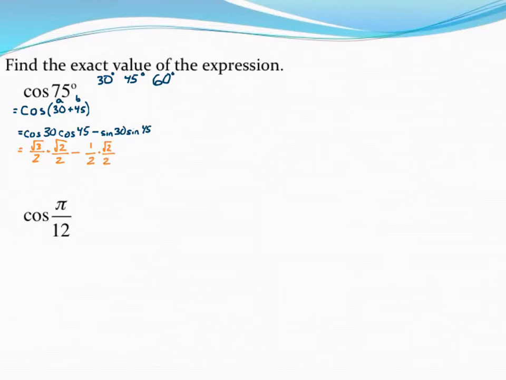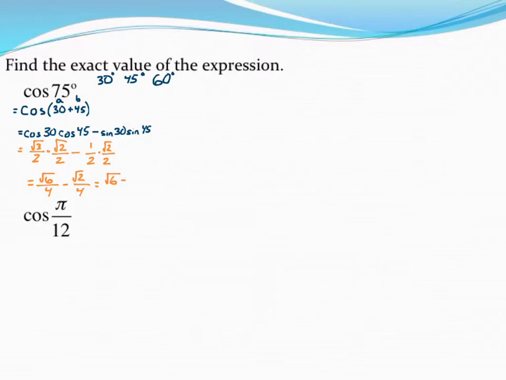Okay, and so to finish this, it's just a matter of simplifying this expression. Square root of 3 times square root of 2 is just square root of 6 over 4. I can just go ahead and multiply numerators and denominators when I'm multiplying. The second piece is going to be minus the square root of 2 over 4. And finally, since each of these fractions has a common denominator, I can go ahead and just add, or subtract in this case, the numerators.